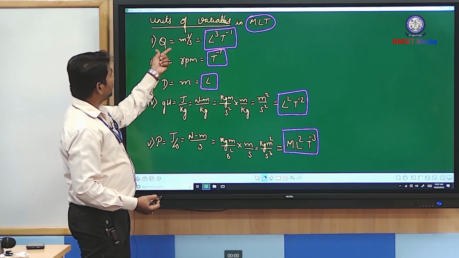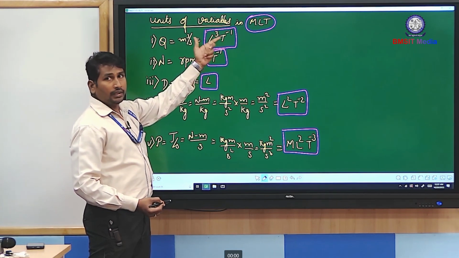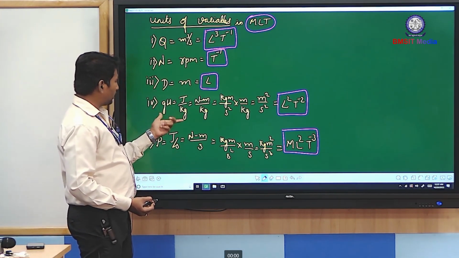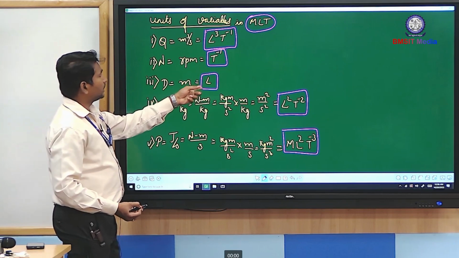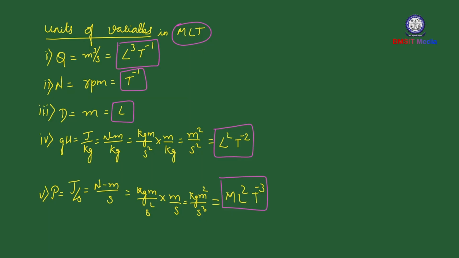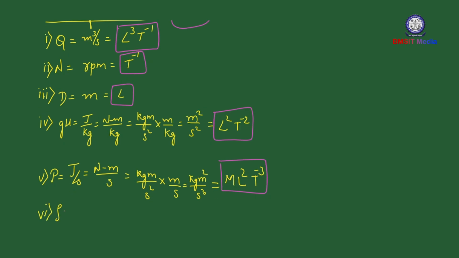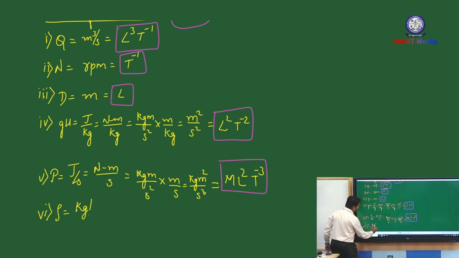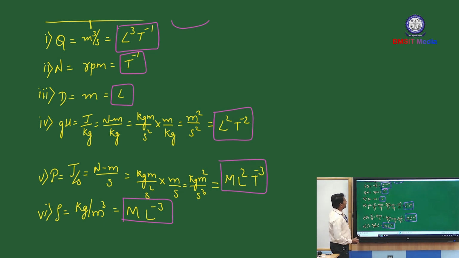So what is the unit of discharge? Discharge is meter cube per second, which is represented by L cube T to the power of minus 1. Similarly, for all the variables involved in a particular process, this is the MLT form. Along with this, density is also involved. The 6th variable is density. The unit of density is kg per meter cube, and in MLT form this will be M L to the power of minus 3. So these are the variables represented in the form of MLT.